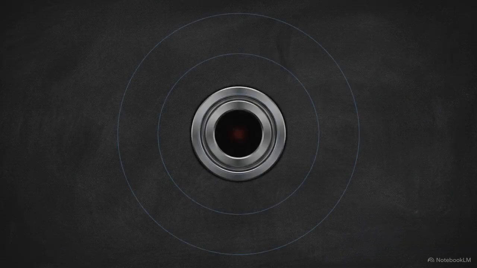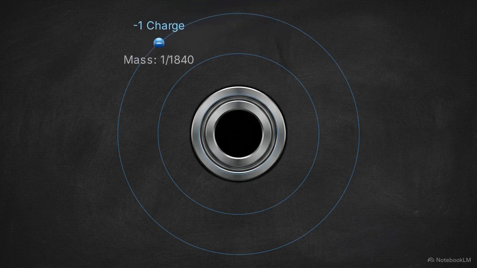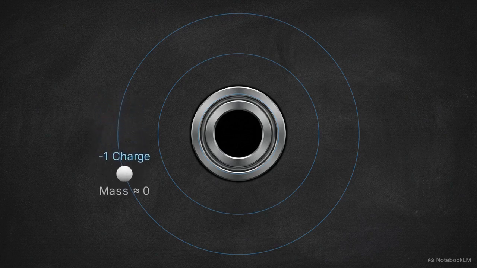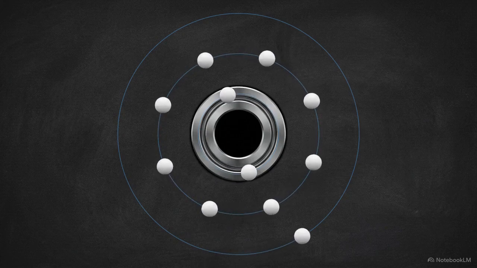This topological map shows where the third particle lives. Found in specific orbital shells, the electron carries a negative charge of -1 and a mass of roughly 1/1840th of a proton. Because the electron's mass is so remarkably small, it is typically approximated to 0 in standard calculations. It contributes almost nothing to the overall atomic weight.